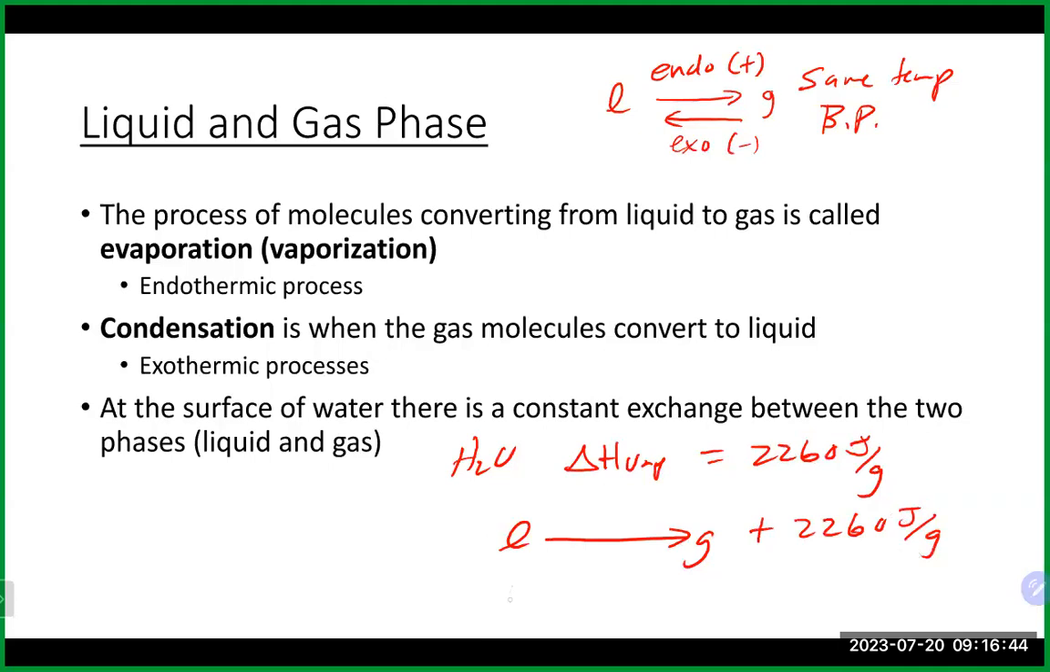If we were going the opposite way, gas to liquid, it would be a negative 2260 joules per gram. So the energy required for the transition is numerically the same both ways, but the sign is different, depending on whether it's an exothermic or an endothermic process that's occurring.